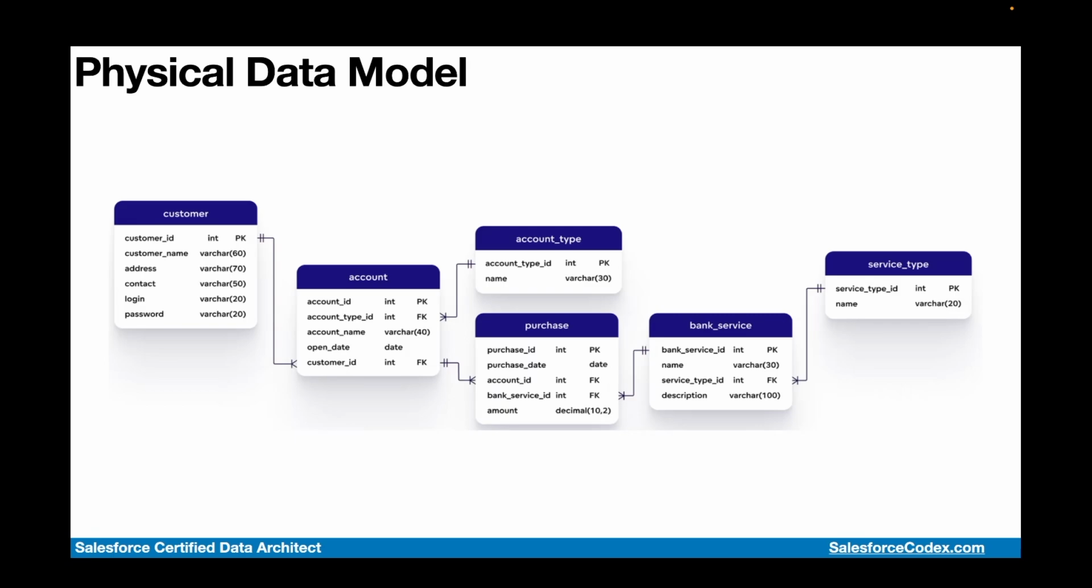You will see this data model, the physical data model. We have a few entities here: customer account, account type, purchase, bank services, service type. And if you see, for each attribute, we are also specifying what kind of data a particular field will store and what is the size of the particular field. Like customer name, I have varchar 60. So we are specifying the storage information as well. And we have the relationship type as well, like one to many or many to many kind of information also available in this data model.